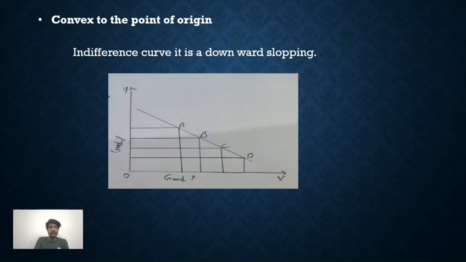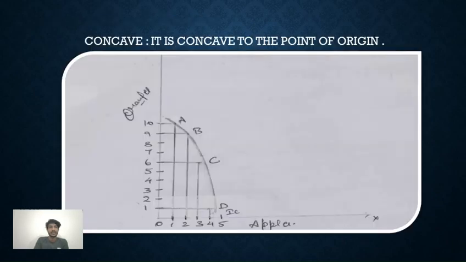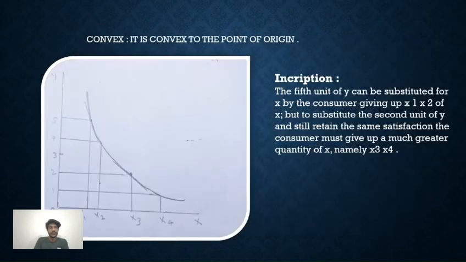Here the indifference curve is a downward slope. It is concave to the point of origin. Here we are representing how to show convex. It is convex to the point of origin. Its description: the first unit of y can be substituted for x by the consumer giving x1 x2, but to substitute the second unit of y and still retain the same satisfaction, the consumer must give up a much greater quantity of x, namely x3 x4.